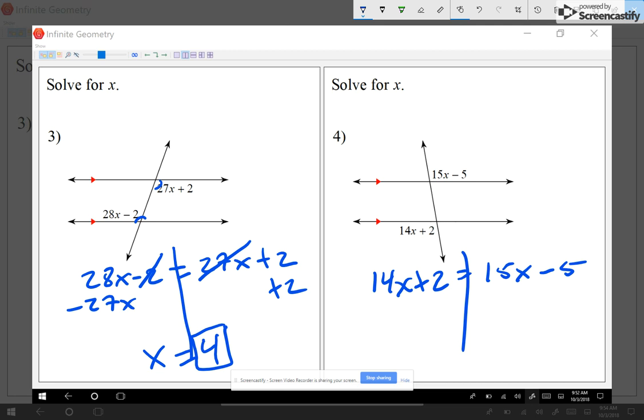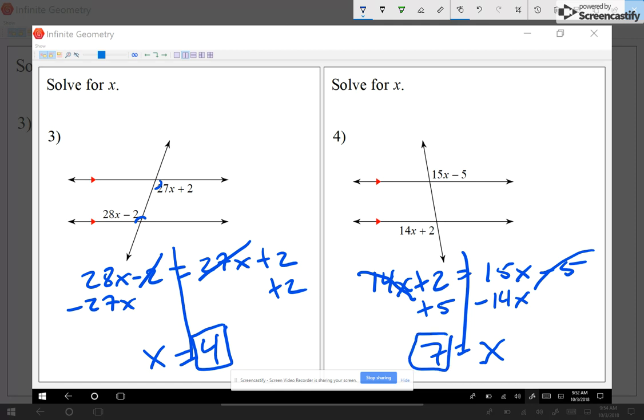So I see x's on both sides. I'm going to get rid of the 14x by moving it to the other side as a minus 14x. And then the minus 5, I'm going to move it to the left as a positive 5 or plus 5. Now on the left, 2 plus 5 is 7. On the right, 15 minus 14 gives me 1x. So x equals 7. Once again, once you type it, just type in 7.